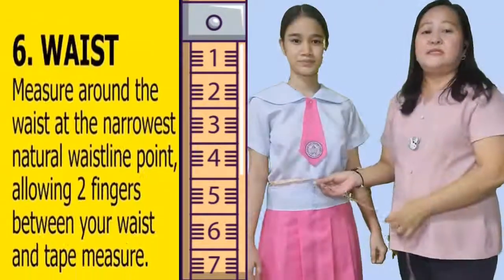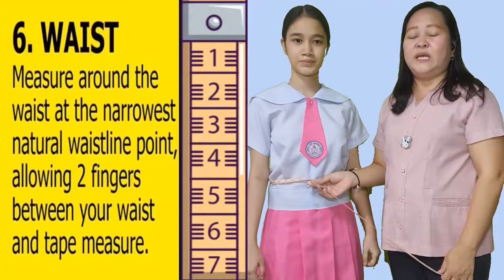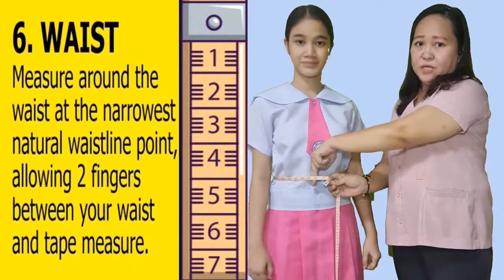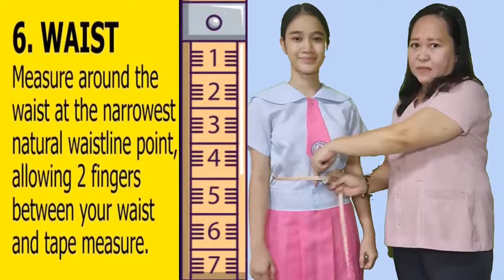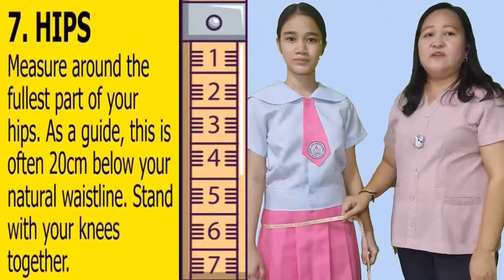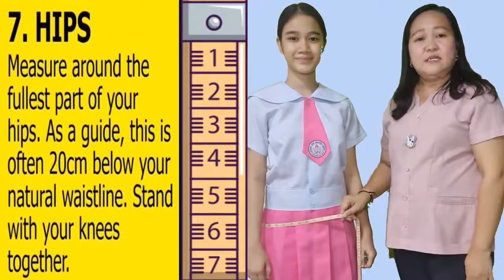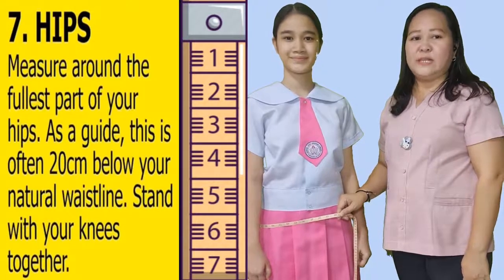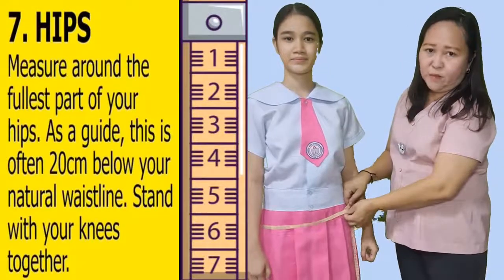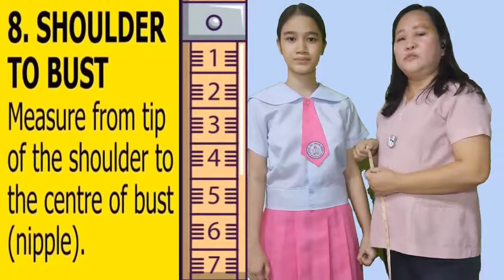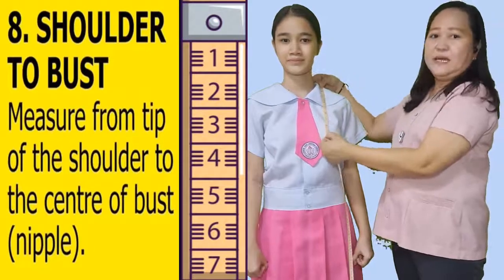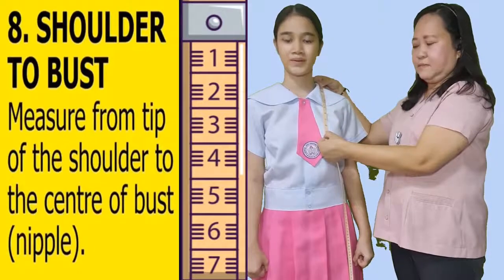Next, waist. Measure around the waist at the narrowest natural waist point, allowing 2 fingers between your waist and the tape measure. So like this, you will insert your 2 fingers and make sure that the tape measure is moving. Next is hips. Measure around the fullest part of your hips. As a guide, this is often 20 centimeters below the natural waistline. Stand with your knees together. This is the measurement for hips. Next is shoulder to bust. Measure from tip of the shoulder to the center of the bust. Like this. So this is shoulder to bust.